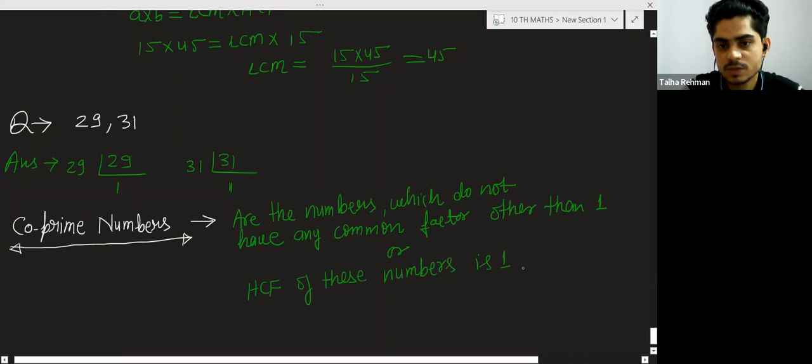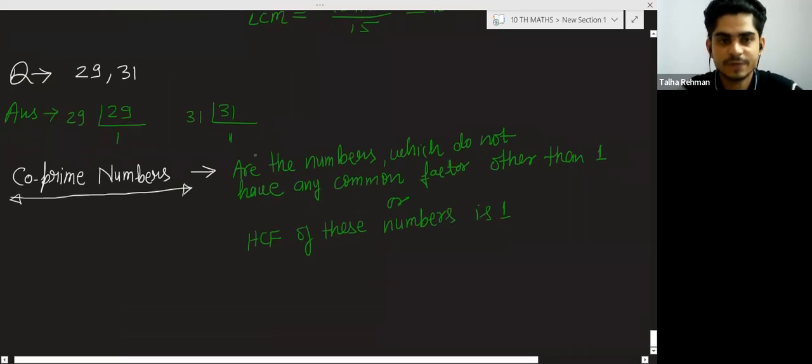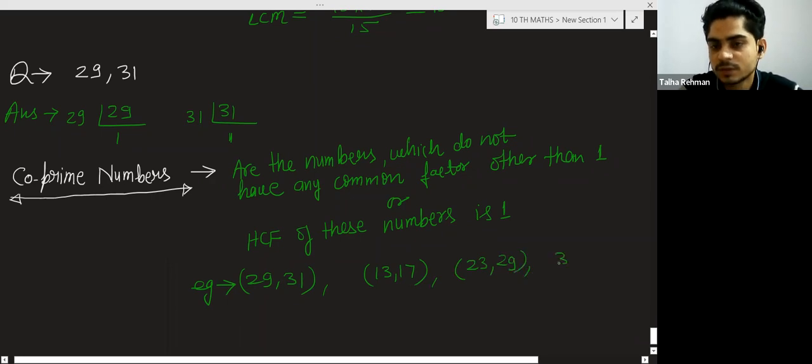For example, 29 and 31 are co-prime, and if I am saying 13 and 17, 23 and 29, 31 and 37, these kinds of numbers are called co-prime numbers.